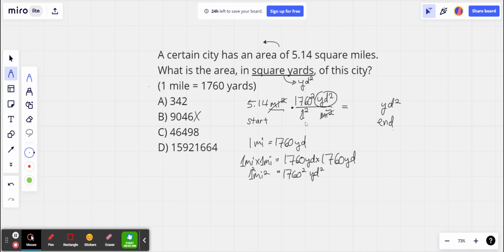Okay? That's a very messed up looking one, but I assure you that is 1 in the denominator there. And so now if you were to use a calculator, which is what you should be doing for a question like this at this point, you're going to put into your calculator 5.14 times 1760 squared. Make sure the square is only applied to the 1760. And you're going to end up with this number down here, answer choice D. It should be a big number, right? Because yards squared is very different, as far as how big they are relative to miles. Okay?